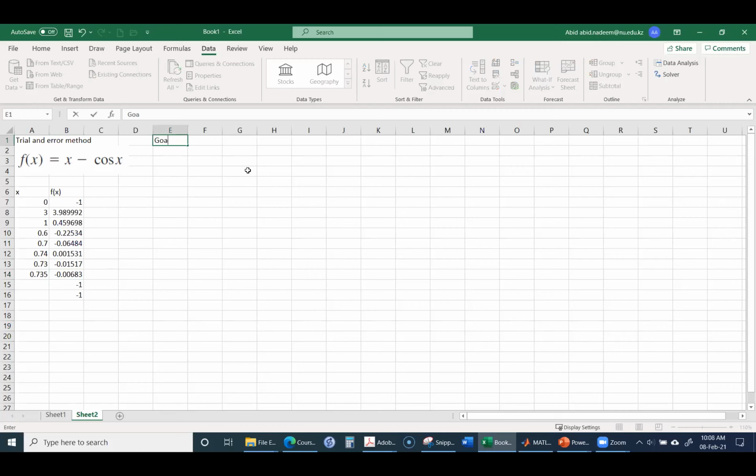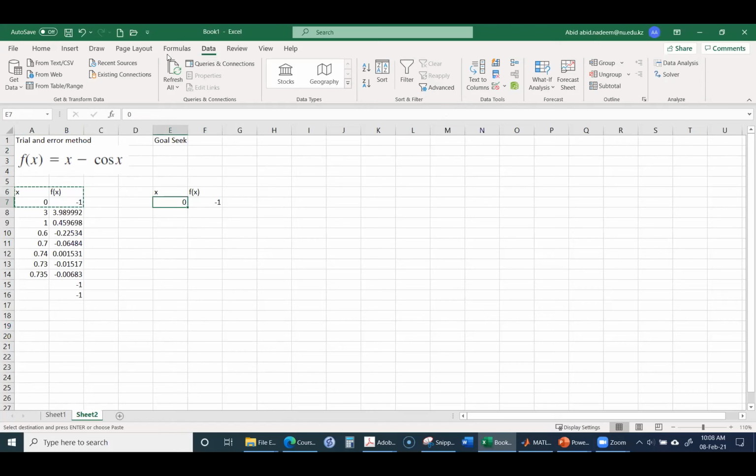Another method is the goal seek method in Excel. Goal seek is a function in Excel, and using that, we can also find the values. If I want to apply this method to the same function, f(x) equal to x minus cosine x.